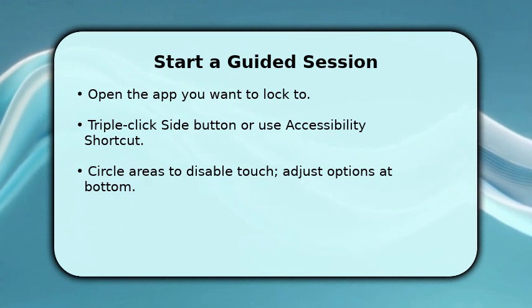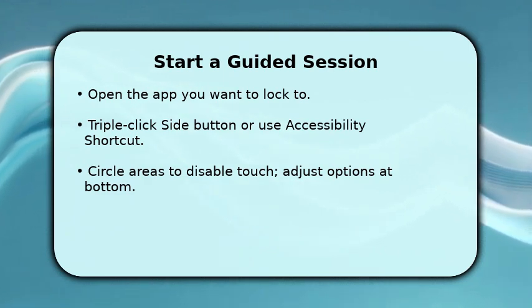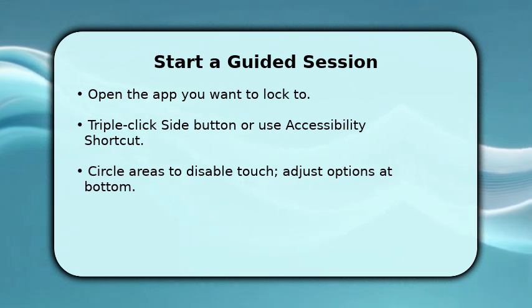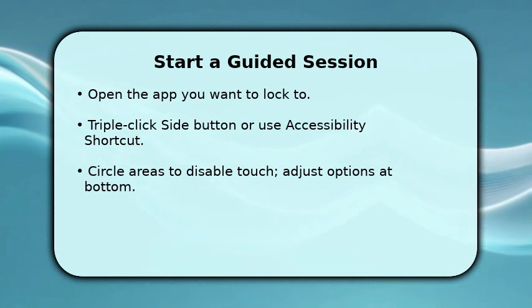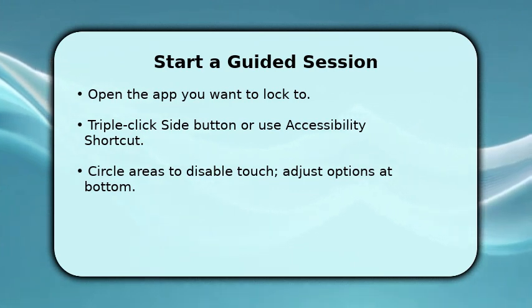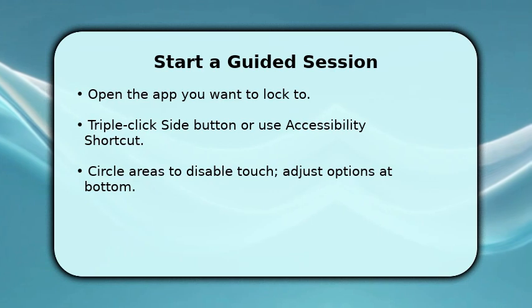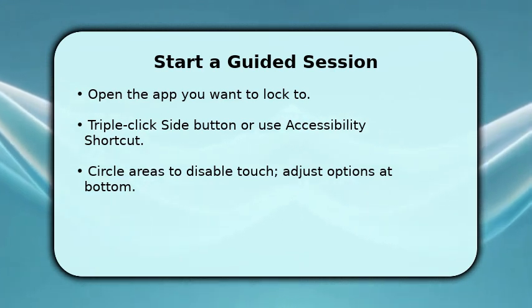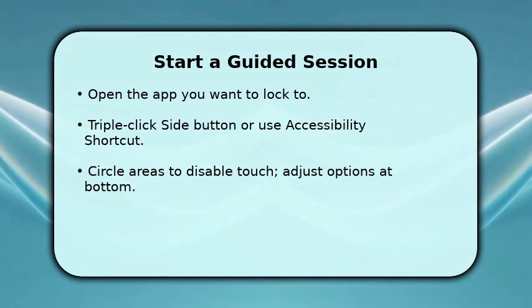Draw circles around UI elements to disable touch, and tap options to toggle hardware buttons, motion, keyboards, or time limits. You can set a session timer or allow only certain controls. These choices determine what the user can do and prevent accidental exits.